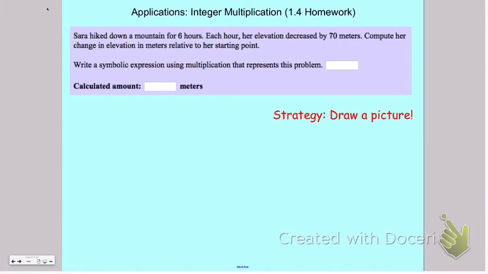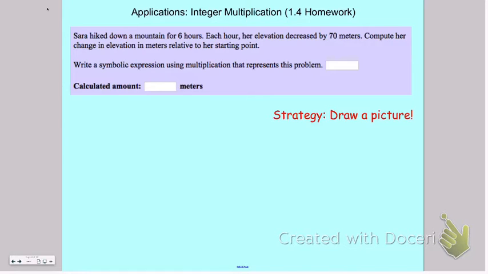Let's take a look at some of these questions from the homework on 1.4 that give you a situation and ask you to write a symbolic expression using multiplication that represents the problem, and then they ask you to calculate the answer. So remember, we talk about how students that are quote unquote good at math, the reason they're good at math is because they use strategies to help them get the answers. So what I would like to show you today is using the strategy of drawing a picture in this case.